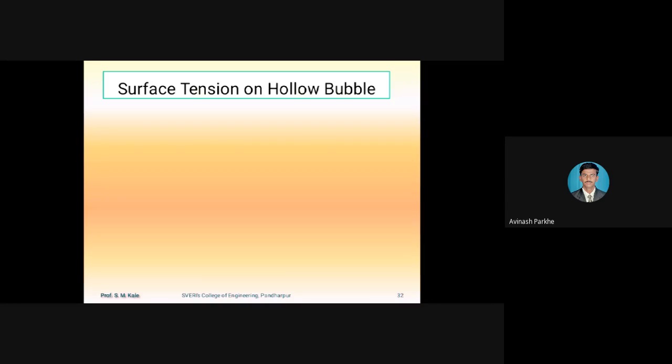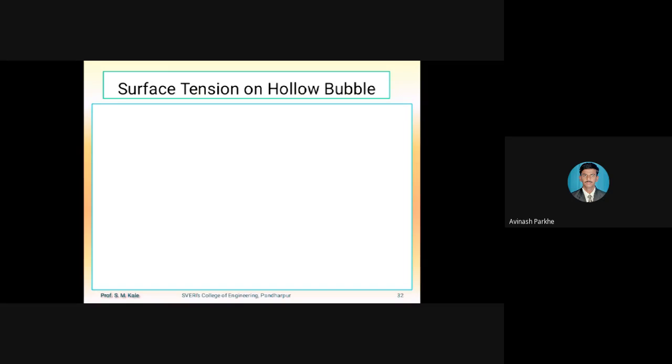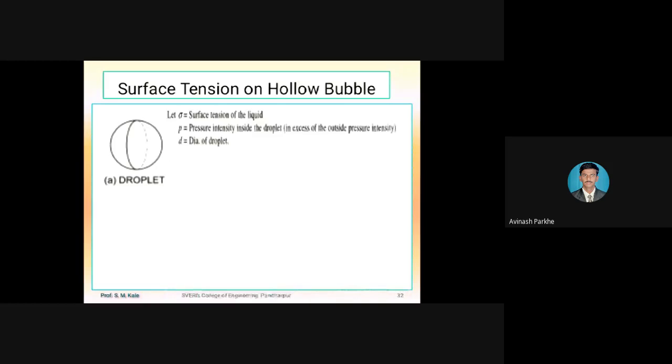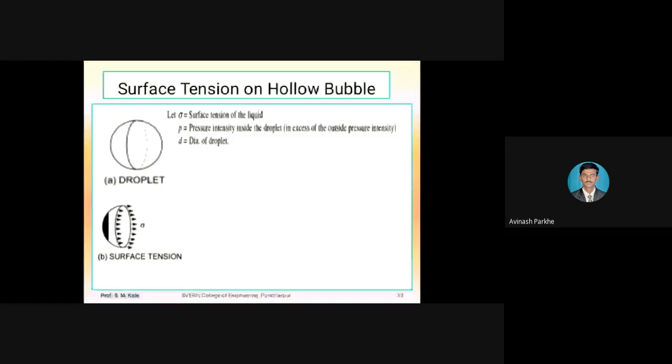A hollow bubble is the same as a liquid droplet, only the inner portion of it contains air, that is, it is hollow. So if I consider the same liquid droplet as a hollow bubble, let d be the diameter of that hollow bubble, P the pressure intensity acting inside the hollow bubble, and sigma the surface tension acting on that hollow bubble. If I consider the cross section of that hollow bubble, we know that two forces are acting.